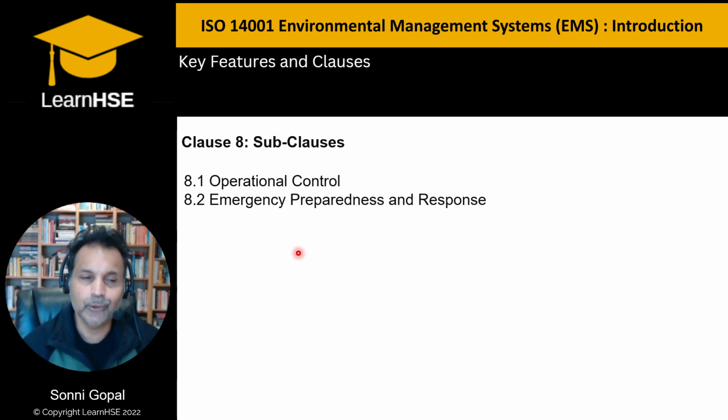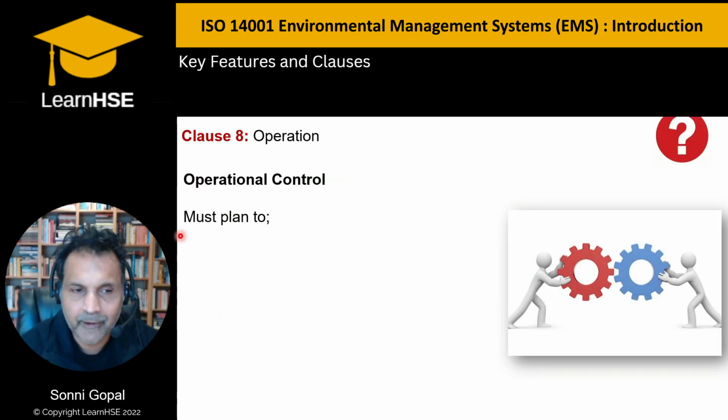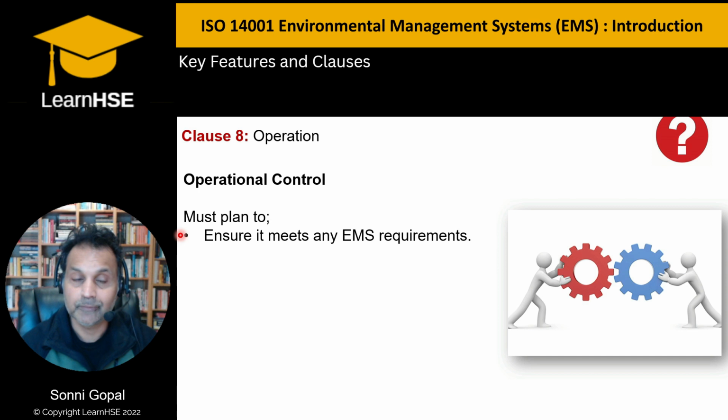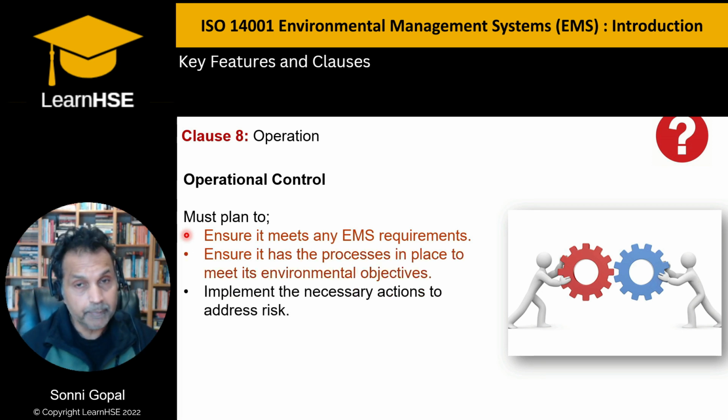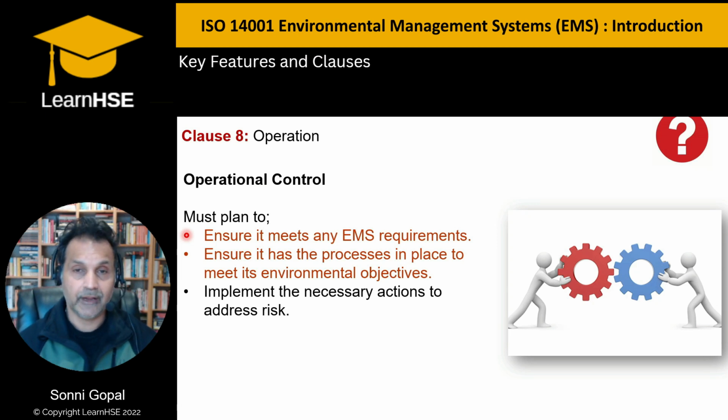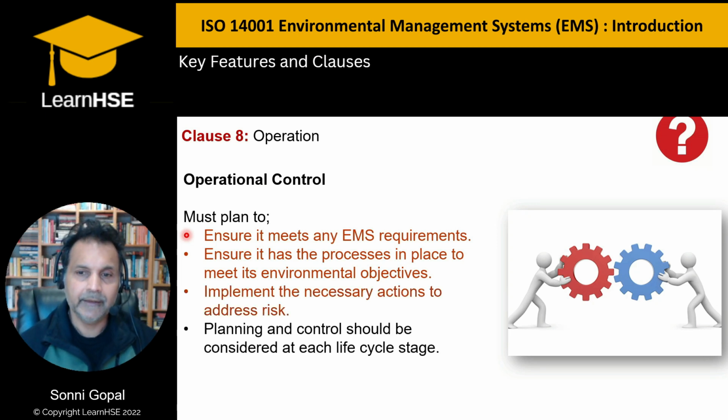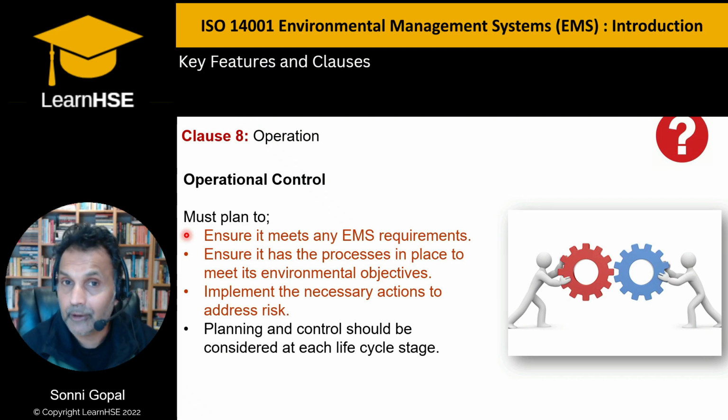Here we have two sub-clauses which focus on operational control and emergency preparedness and response. In clause 8.1, operational control, the organization should plan to ensure that it meets any EMS requirements. It has the processes in place to meet its environmental objectives and also implement any necessary actions to address those risks. Now, planning and control should be considered at each life cycle stage. Again, this takes us back to the life cycle graphic that was put up earlier.